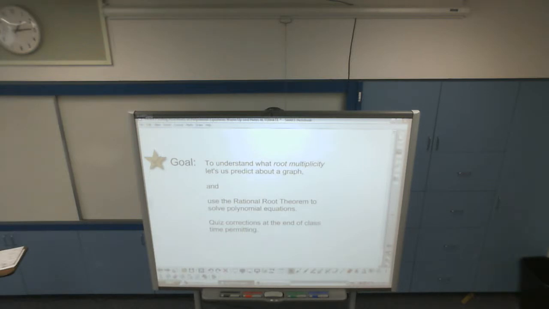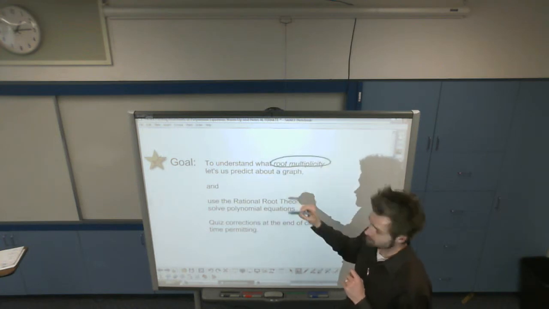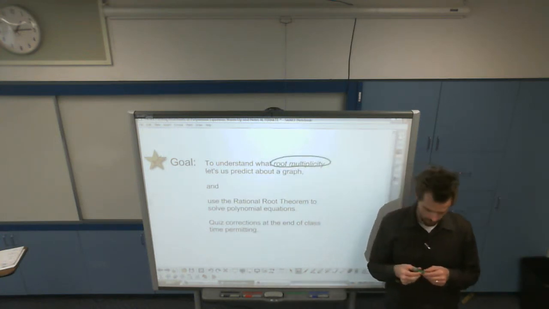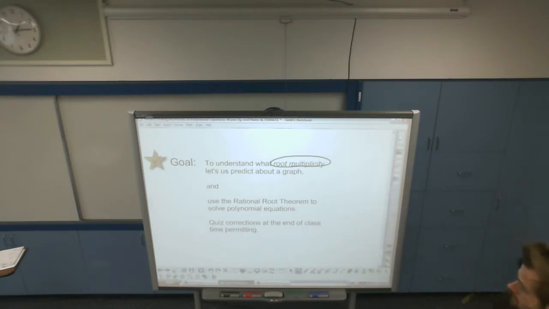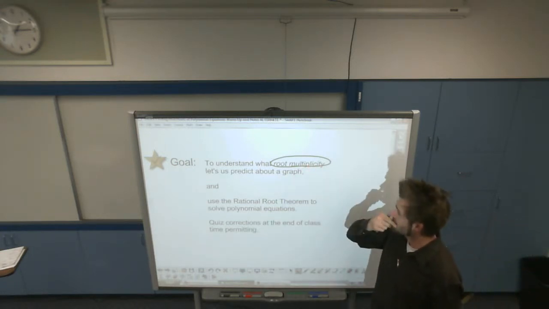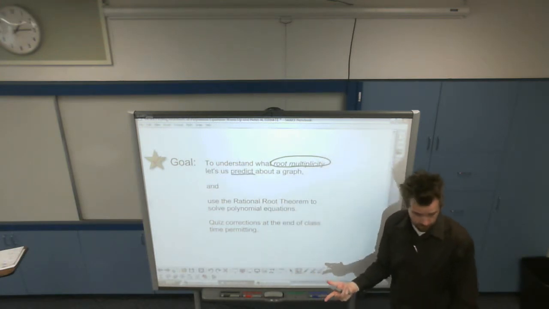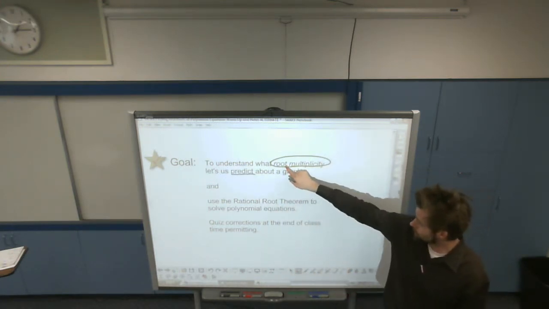Understand what root multiplicity lets us predict about a graph. I think we all know what root multiplicity is, so we don't need to discuss that. No, that's not true. We have no idea what root multiplicity is. We need to talk about that. Apparently there's this thing called root multiplicity that is going to let us predict or say certain things about what our graph is going to look like. So we need to know what this means.